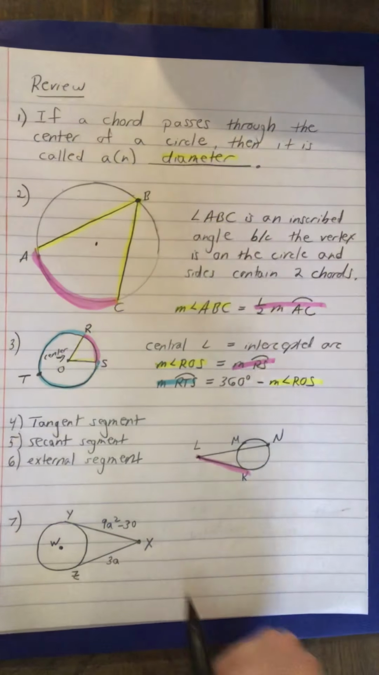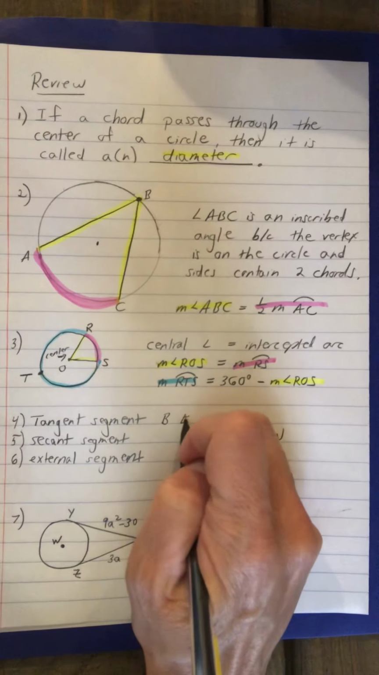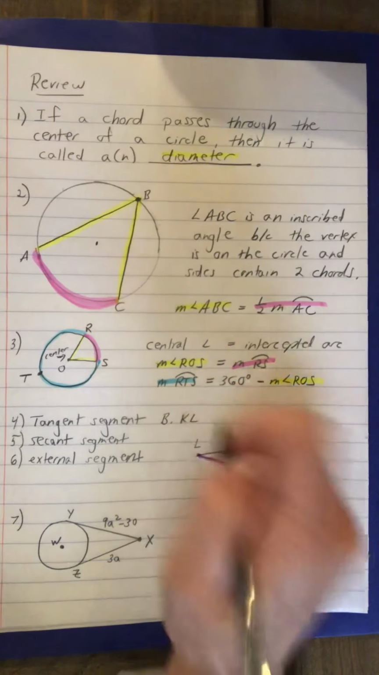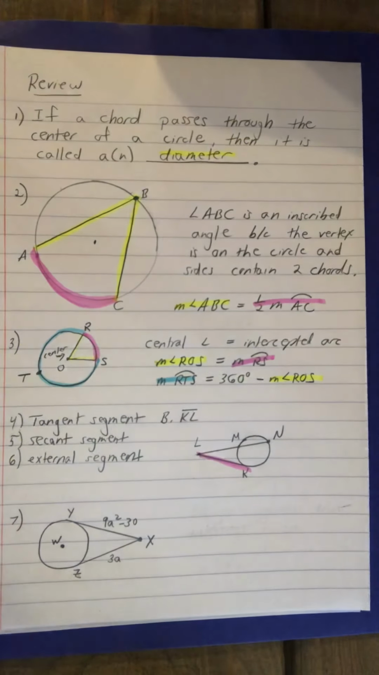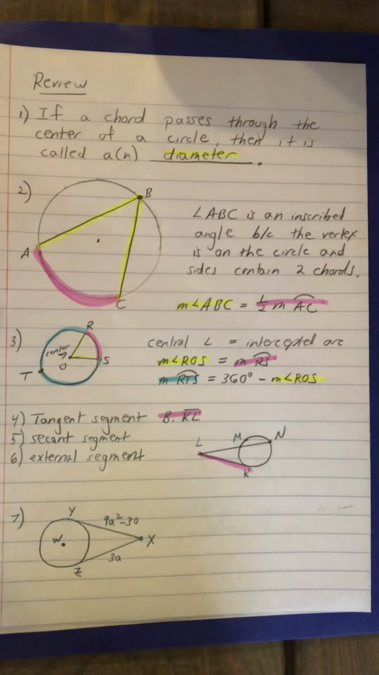So that means if I looked at that answer in the book, it should have been B, which was labeled KL. B was KL. That was my tangent segment. And remember, a tangent segment can only intersect the circle at exactly one point.